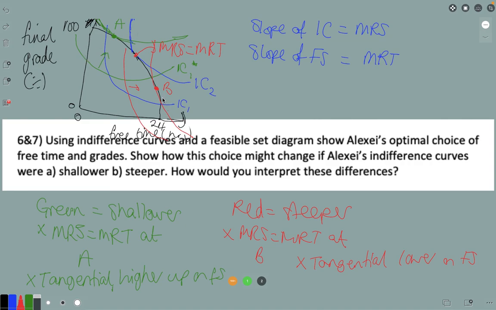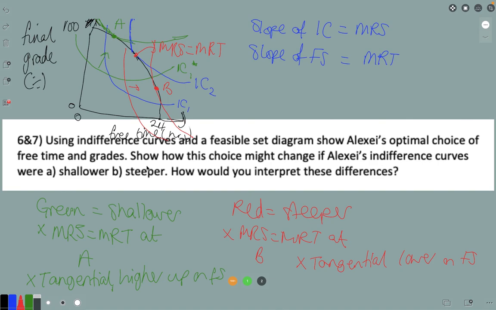But for the red curve, as we can see, because it's tangential lower down on my feasible set, it's when my free time is higher and my grade is lower. So what does that mean? Well, it's the opposite. I care relatively more about my free time, but relatively less about my final grade. So that's what we were trying to get at with the shallower and the steeper thing.